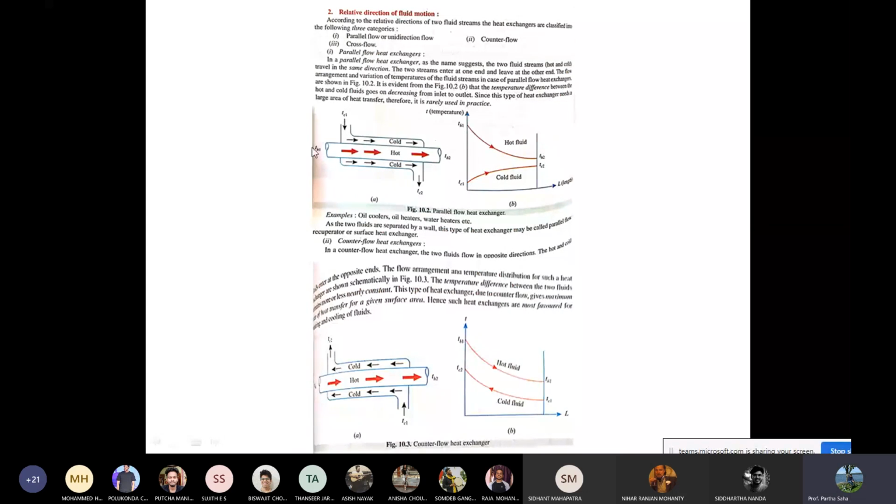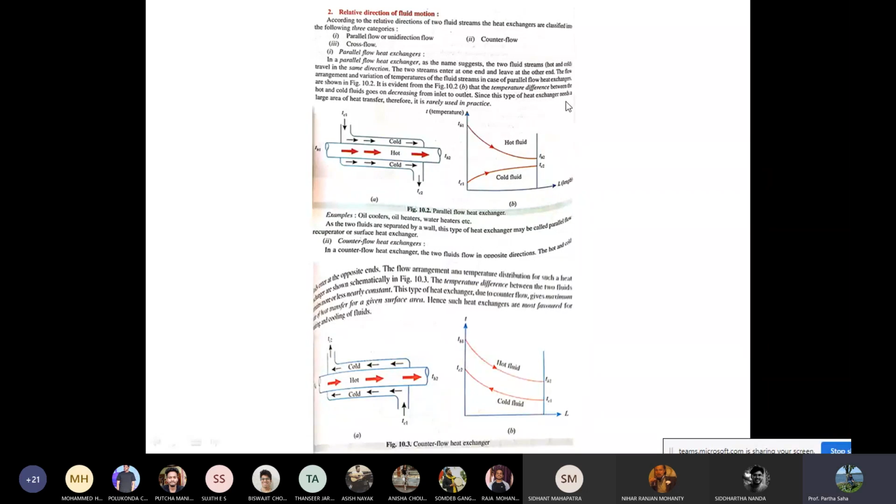What you can see is that the red signifies the hot fluid, and black signifies the cold fluid. The hot fluid and cold fluid pass in the same direction, but the hot fluid loses its heat and the cold fluid gains heat. So the temperature difference at the inlet and outlet is completely different, right? Applications are oil cooler, oil heater, water heater, and the two fluids are separated by a wall. This type of heat exchanger may be called a parallel flow heat recuperator or surface heat exchanger.